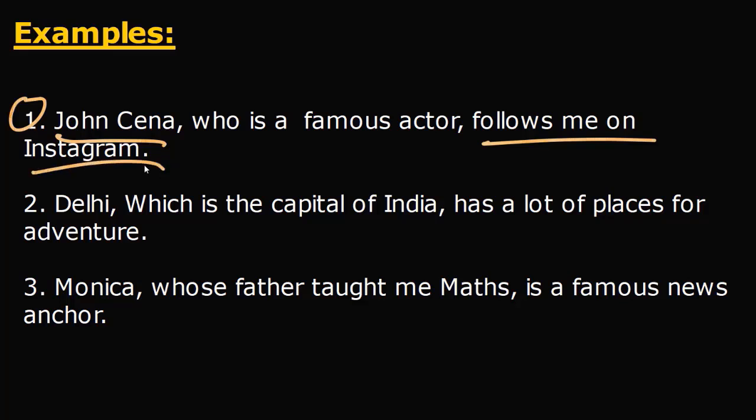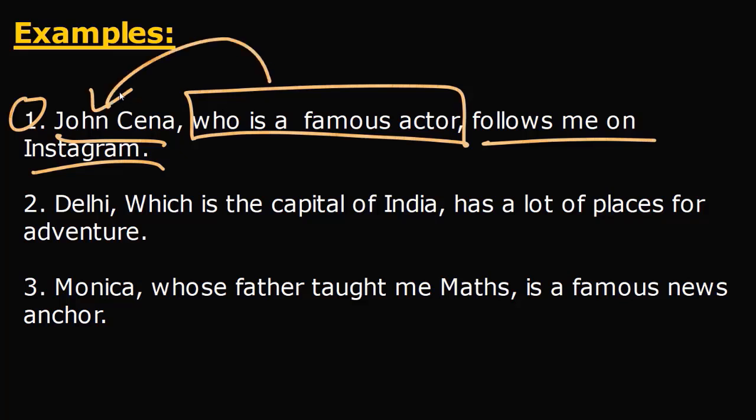So the core sentence is John Cena follows me on Instagram. John Cena is a proper name, right? And we have given information about John Cena, which is who is a famous actor. So this is a relative clause giving information about the noun John Cena, right? But John Cena is a proper name. It does not need any identification. So the information becomes non-essential. And that is why we have commas before and after it, right? John Cena, comma, who is a famous actor, follows me on Instagram.